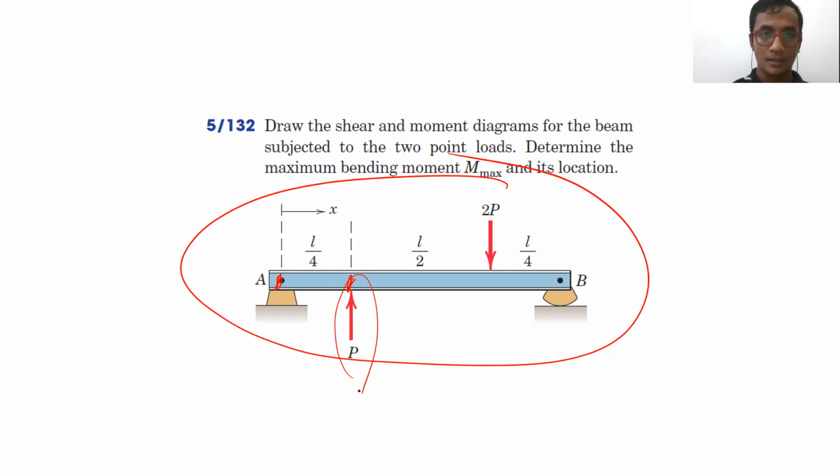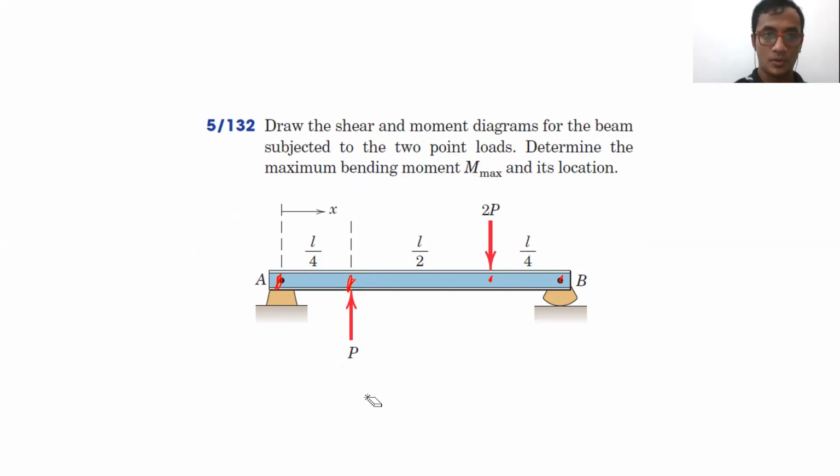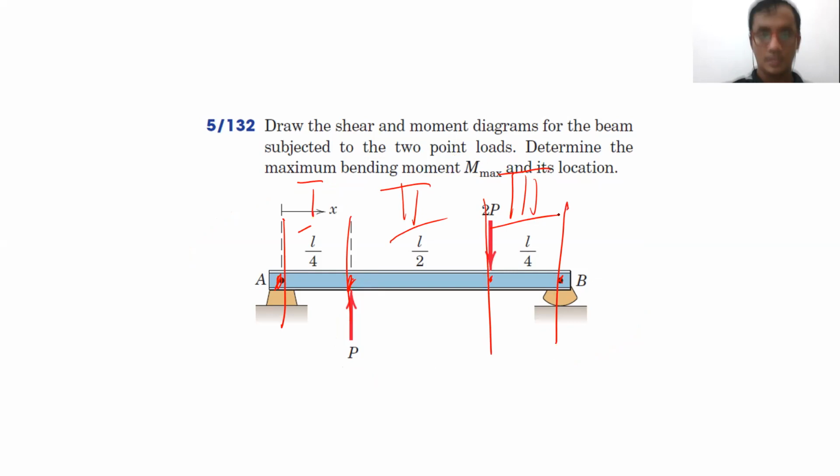Okay, and then from this P to another force 2P there will be another equation. And then from 2P to the roller P, there will be another equation. So in total, there will be three equations. The first equation is for this part. This is the first part, and then this will be the second part, and this will be the third part.